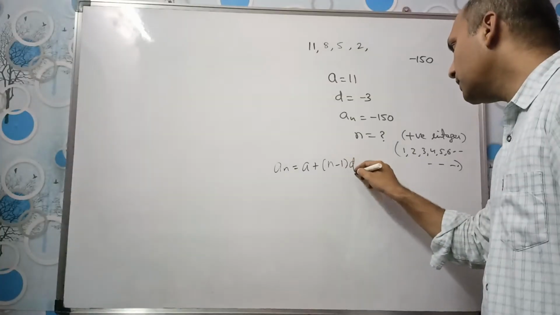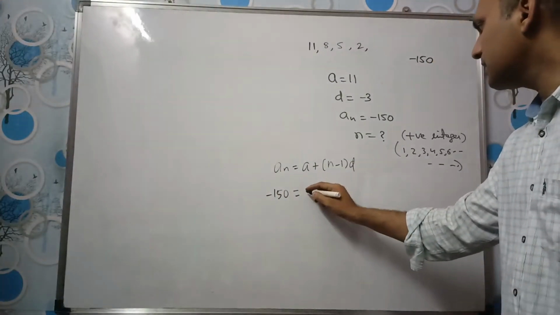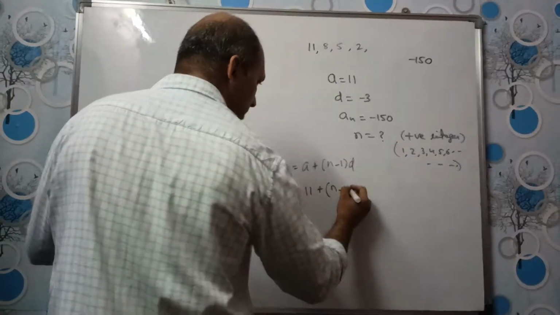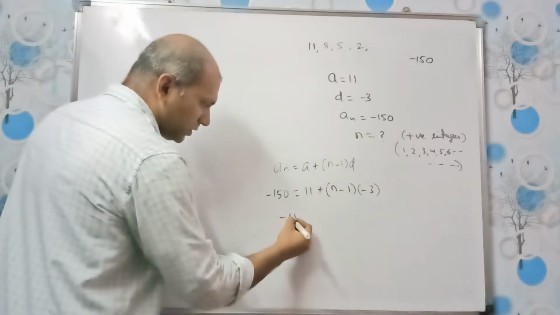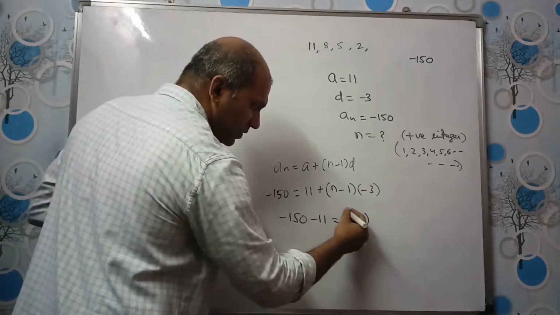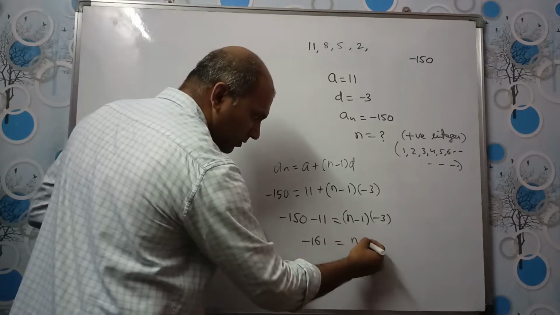Okay. So let us find out. An is equal to a plus n minus 1 into d. So what is an? It is minus 150, which is equal to a, which is 11, plus n minus 1. And we don't know n minus 1 multiplied by d, which is minus 3. So this is minus 150 minus 11 equals n minus 1 multiplied by minus 3. So this is minus 161.